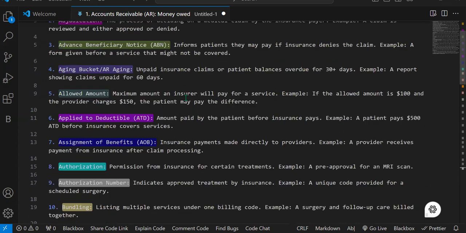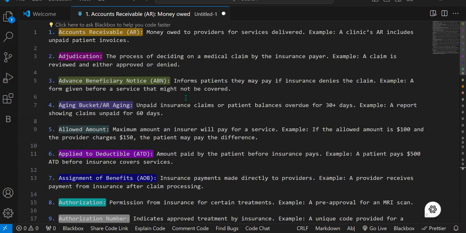So these are the first 25 terminologies of medical billing. In the next class, I will tell you some more terminologies which can be helpful for you in the medical billing process. So that's it, friends.